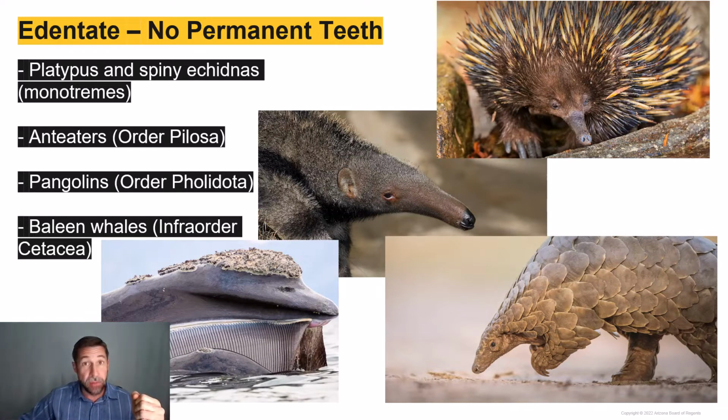Those lineages include the monotremes, the spiny echidna here, the order Pilosa, this anteater right here, the pangolins, which is the order Pholidota. So these species are all primarily gobbling up ants and termites. And then lastly, we have the Mysticetes, the baleen whales, the filter-feeding whales, like you see down here on the bottom left. So they have this highly specialized structure called a baleen, which is rooted in the upper jaw. And the function of the baleen is to strain out copious amounts of plankton, like krill.